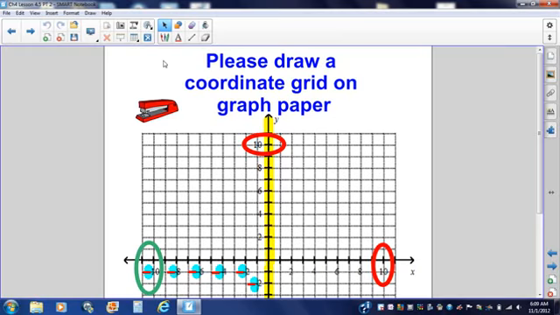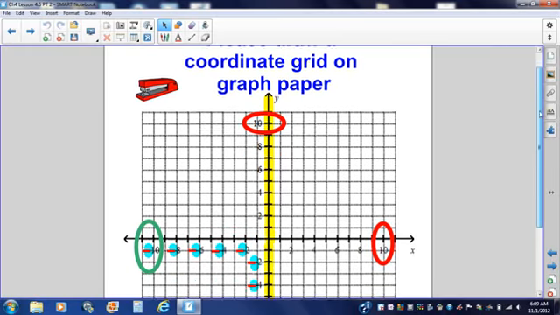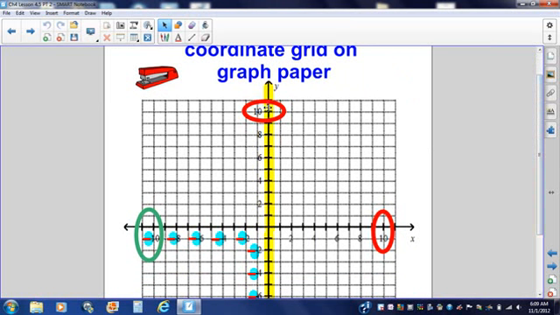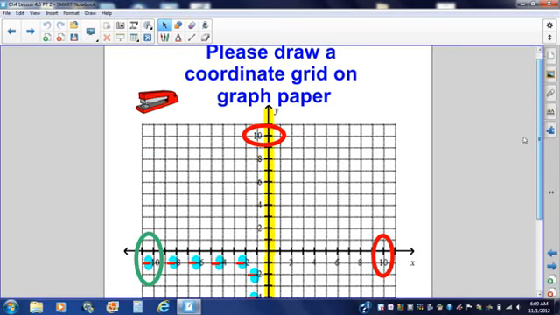Alrighty, if you would take out a piece of graph paper, I'm going to ask that you draw a coordinate grid like you did yesterday. Go up to 10, right to 10, left to negative 10, and down to 10. When you're done, staple the coordinate grid into your notes. Please pause this podcast, and when you're done drawing your grid, you may start it back up.